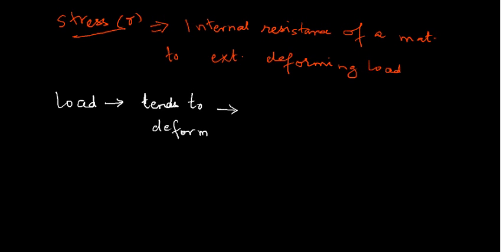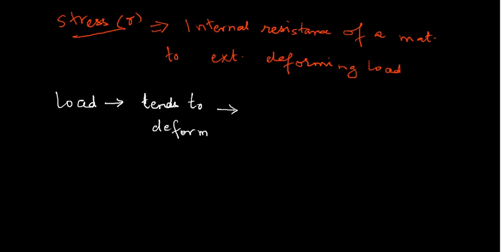so I can just continue with the algorithm. So you apply load onto a body, it tends to deform. Now no material would want to deform itself. So that tendency of resisting will produce a resistive force which will oppose the deforming load. Now that resistance is called stress, or it will produce stress.